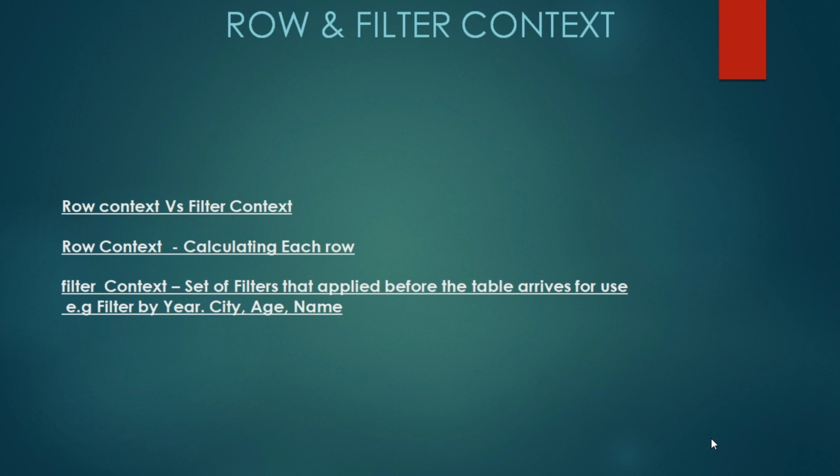So what is filter context? This is the set of filters that are applied before the table arrives for use. Let's say you have multiple products. All the products will be in the sheet or in your database, and you want to filter by year, you want to filter by city, or you may filter by the customer's age, right? So this filter can be applied to any rows. It may come from any rows based on the filter that you have used.